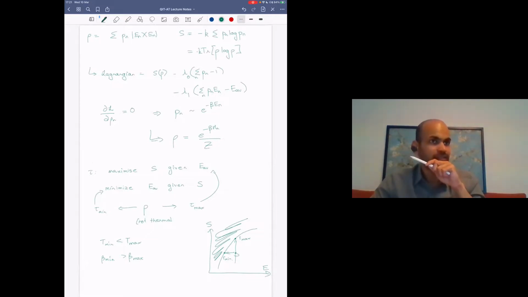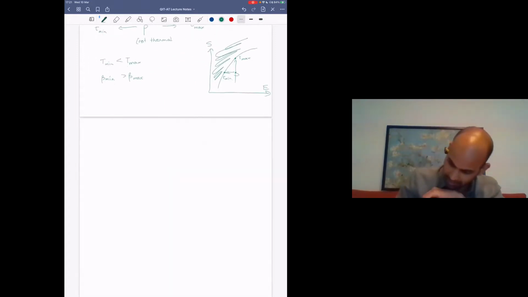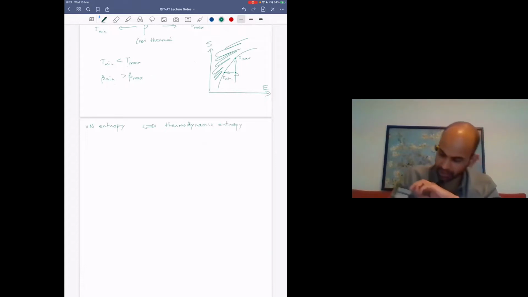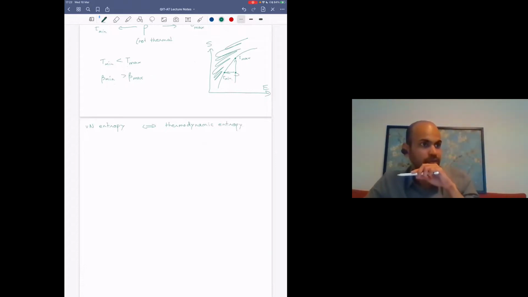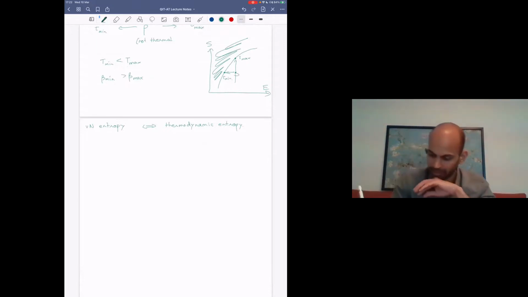Okay. All right. So the final thing I will discuss in this lecture now is the link between the von Neumann entropy and thermodynamic entropy. Okay. So the way I'm going to do this is by doing the following sort of thought experiment.